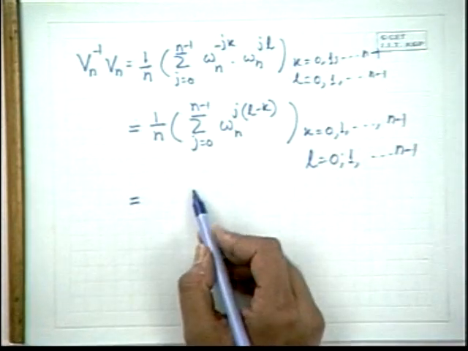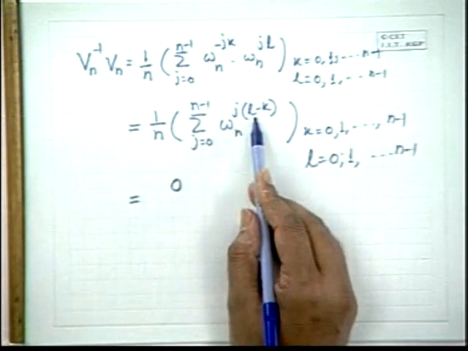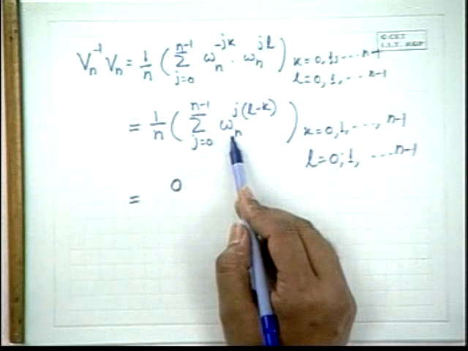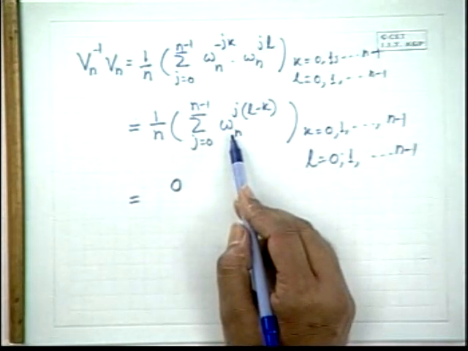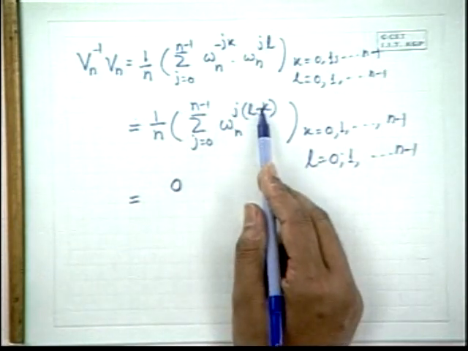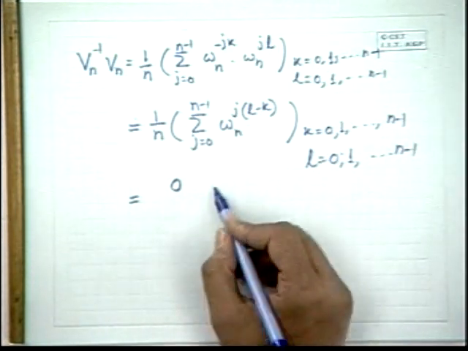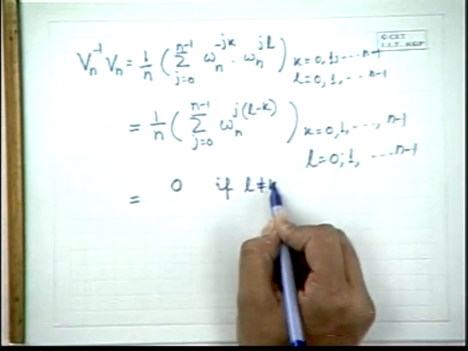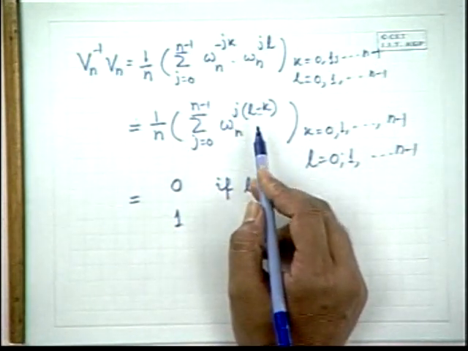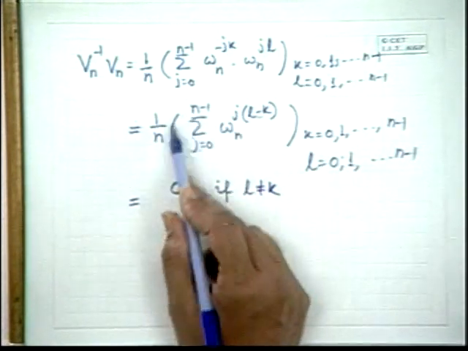Now this we know will be 0 if l is not equal to k. If l is not equal to k, then using the fourth formula of our properties of identity, you are taking a summation of Wn to the j times some non-zero k here. So the summation will be 0, we already know using the fourth formula. So this is 0 if l is not equal to k, and if l is equal to k, this is 0 in the exponent. So this will give you 1, because the sum will be n over n, which gives you 1.